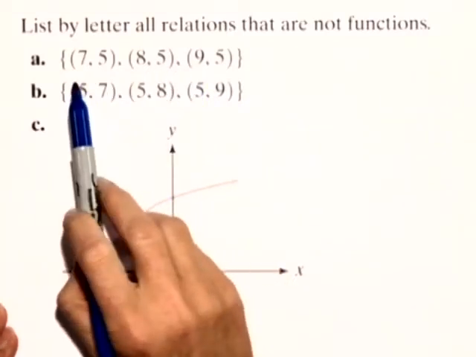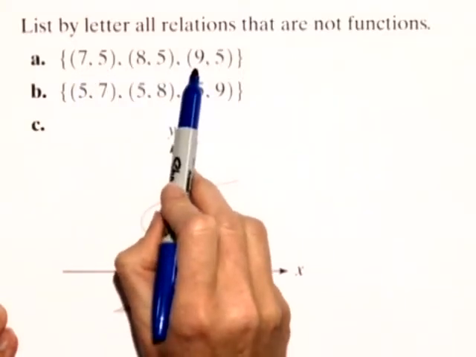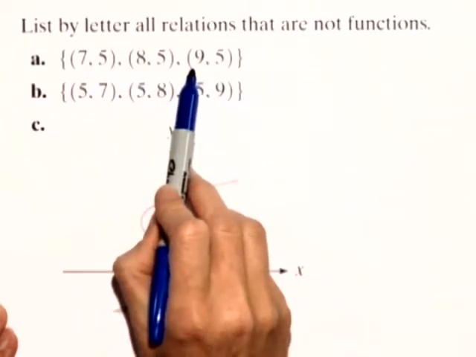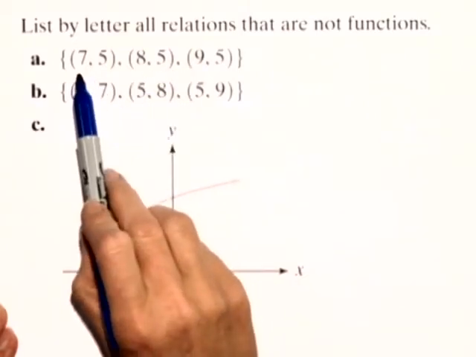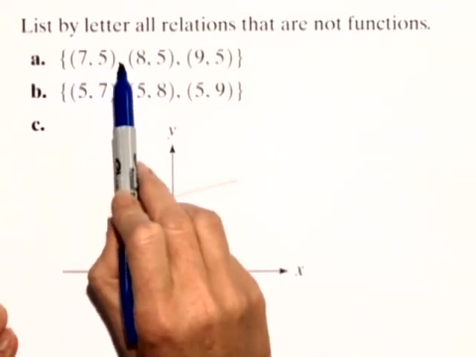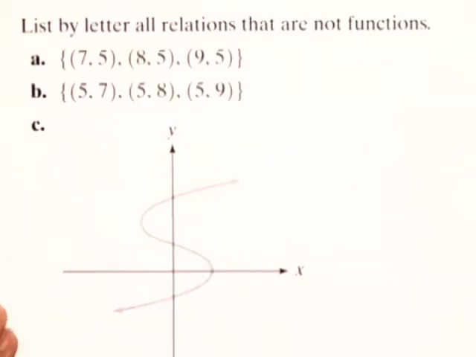Well, here's the key. We look at the first elements, 7, 8, and 9. If no first element is repeated, then it automatically is a function because we cannot have any first element paired with a second element and then have that same first element paired with a different second element. So A represents a function, so we're not going to list that.